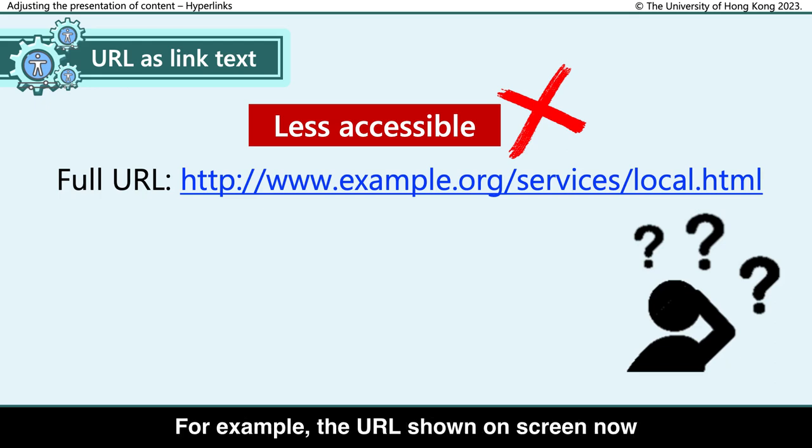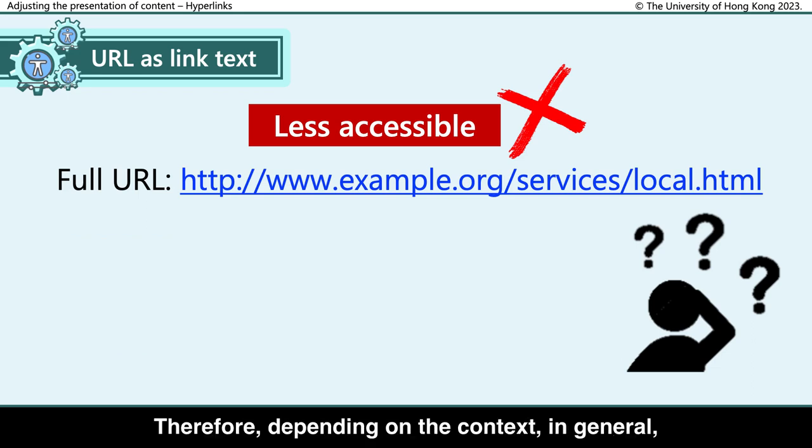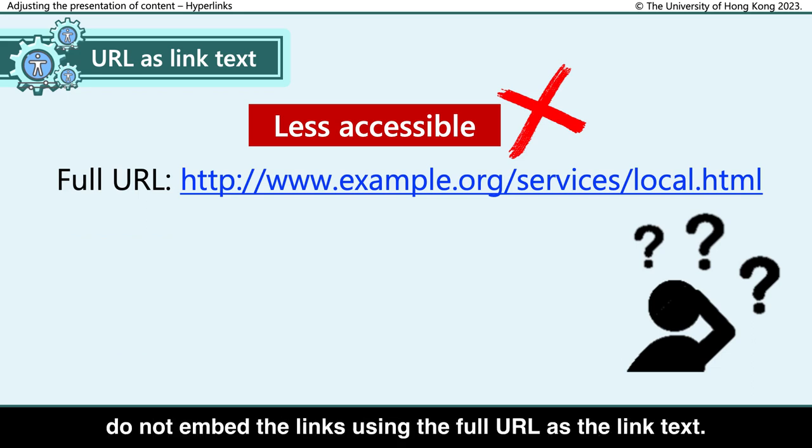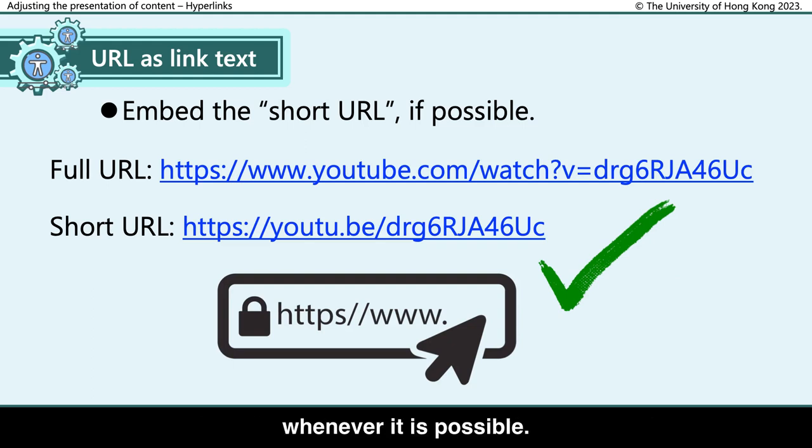For example, the URL shown on screen now will be read aloud as follows: http://www.example.org/services/local.html. This would be very confusing. Therefore, depending on the context, in general, do not embed the links using the full URL as the link text. Embed the short URL to keep the link text concise whenever it is possible.